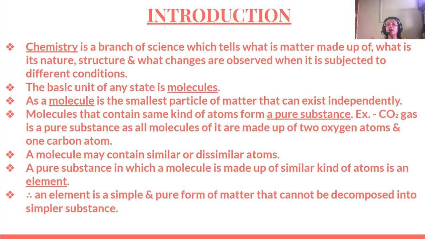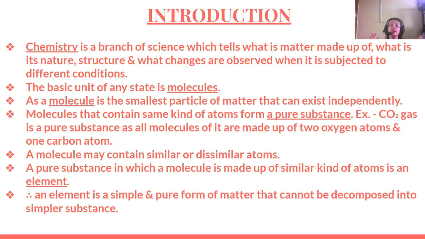Now, the basic unit of any state is its molecules. Matter is found in three states: solid, liquid, and gas. And in any state it may be, the basic unit of matter is the molecule. A molecule is the smallest particle of matter that can exist independently. Why do we call molecules the basic unit of any state? Because it is the smallest particle of matter which can exist independently.